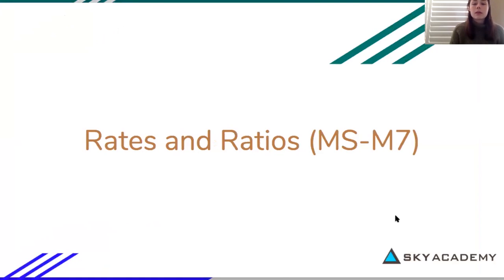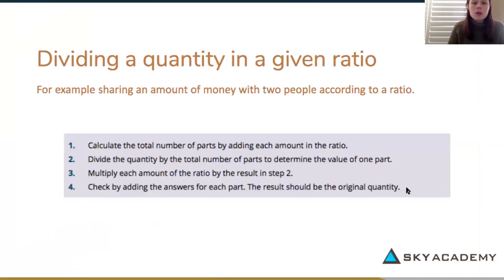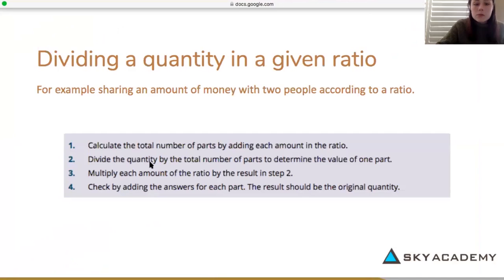Specifically, we are looking at rates and ratios, which is MS-M7. And this is our 8th video in this topic. So we are now looking at dividing a quantity when given a ratio. So for example, if you're sharing an amount of money with people according to a ratio. So I'll do an example and we'll go through the steps.